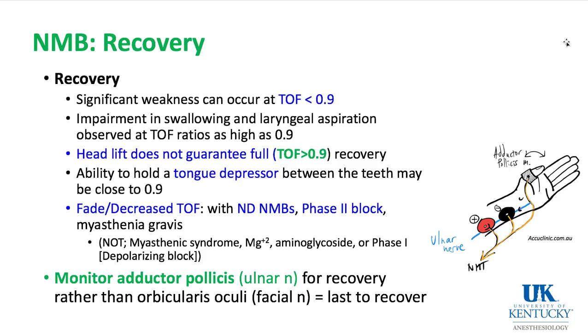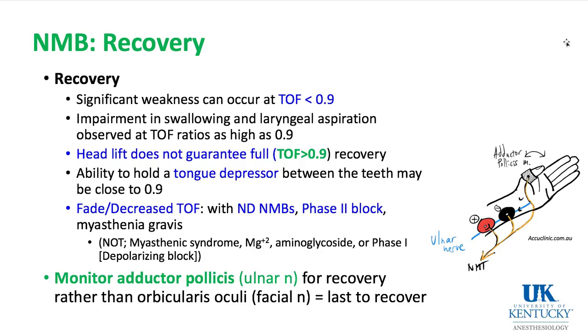Just being able to lift your head up for 5 seconds doesn't guarantee that train of 4 greater than 0.9. Ability to hold a tongue depressor between your teeth like in the recovery room, where the patient is asked to bite down, and if you can't pull it out, it tends to be pretty close to 0.9. But again, an accelerometer is the way to really tell, have we reached a train of 4 greater than 0.9?